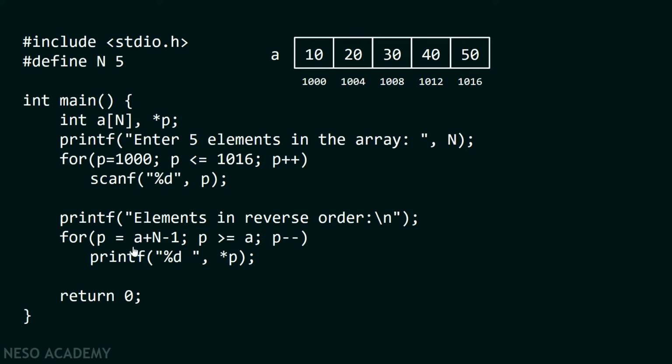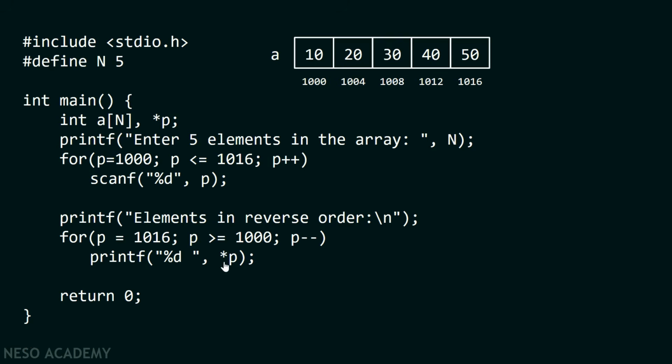The address must start from the last address, that is A plus N minus 1, which is 1016. And this will get replaced by 1000. Of course, I have to check this condition: p is greater than or equal to 1000 instead of less than or equal to, right? Because I have started from the last address and I have to check up to the 1000 address. And the pointer must be decremented instead of incrementing. Then I can print the values which are stored in these locations one by one, starting from the last address.